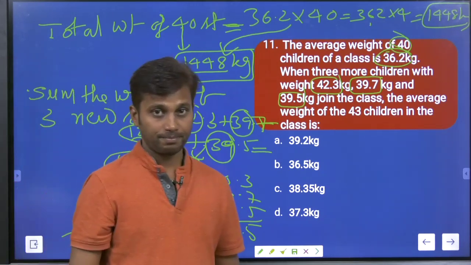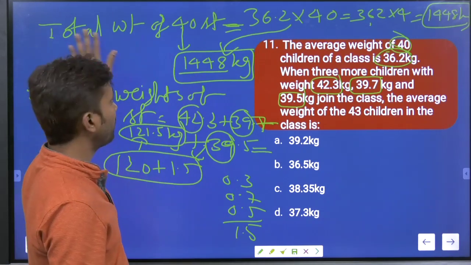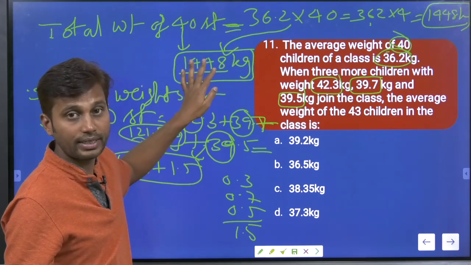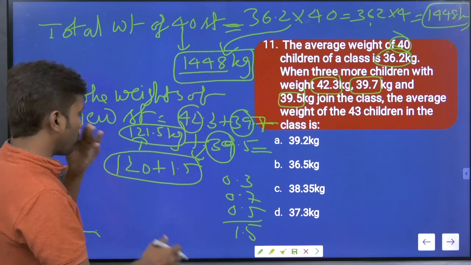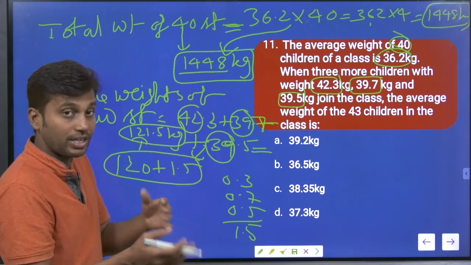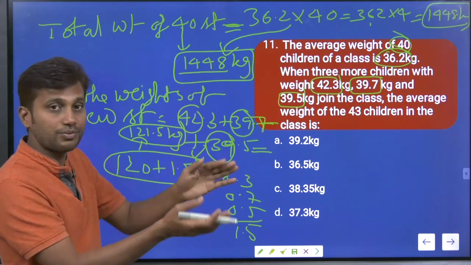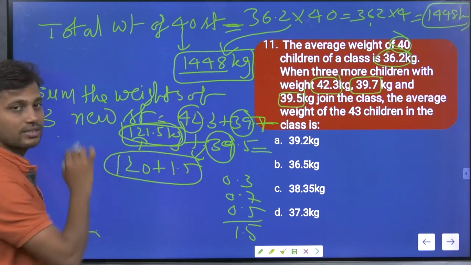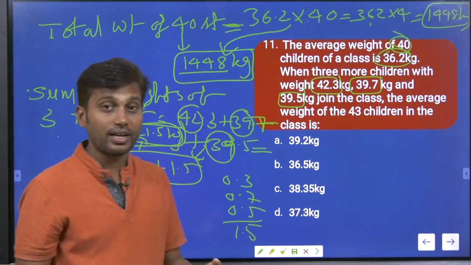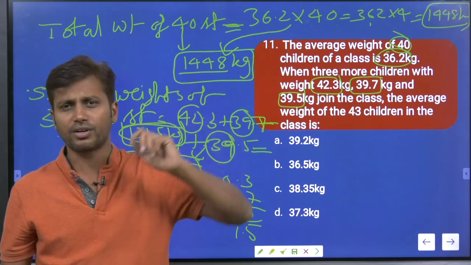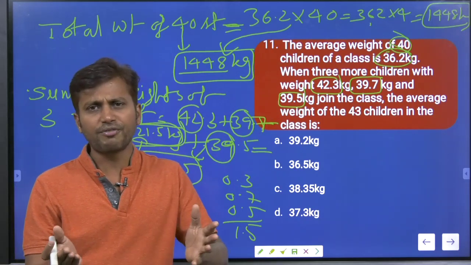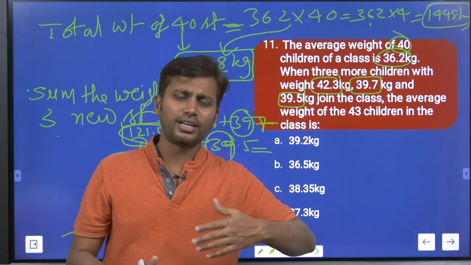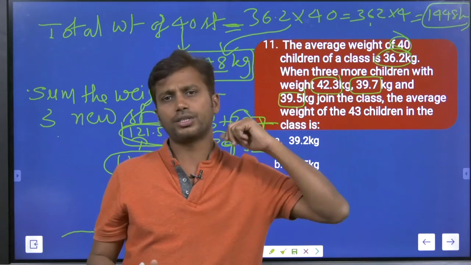Now tell me, what is the total weight of 40 students? 1448 kgs. Now what is the total weight of the other three students, which are added to the class? That would be your 121.5 kgs. Now you need to find out the average weight of the whole 43 members. Then you need to find out the sum of the observations, the whole 43 observations, that means the sum of the weights of total 43 students.